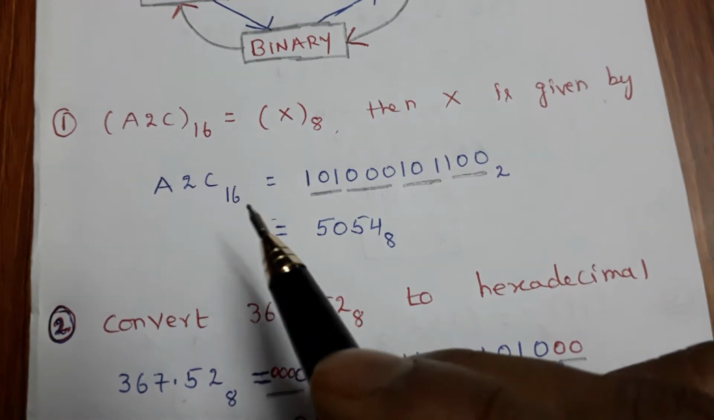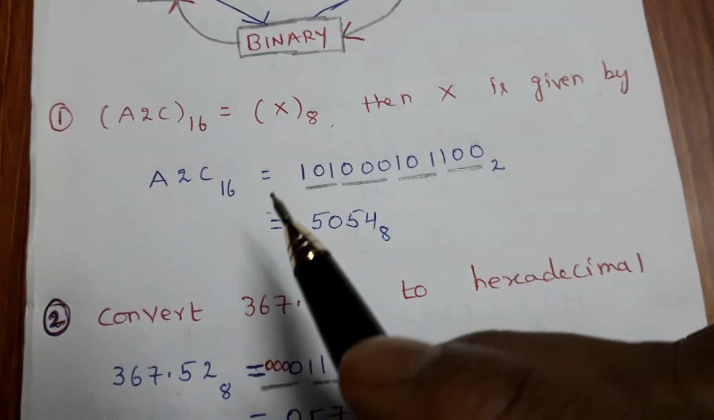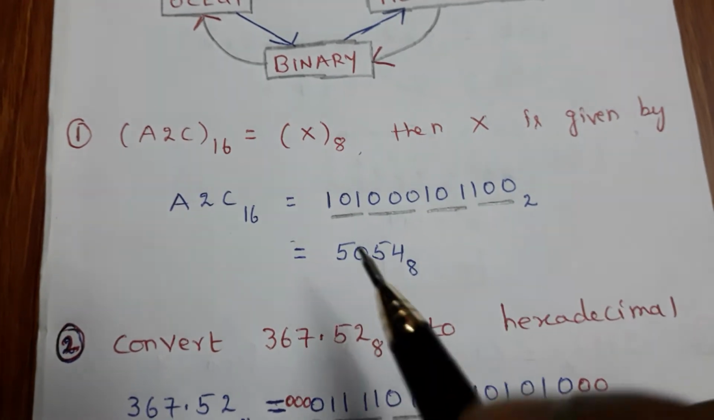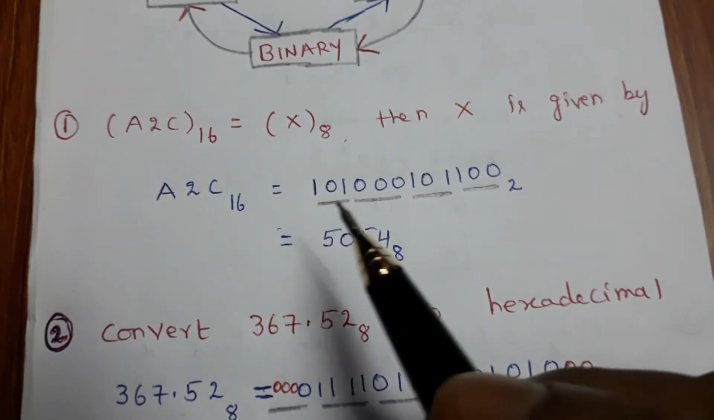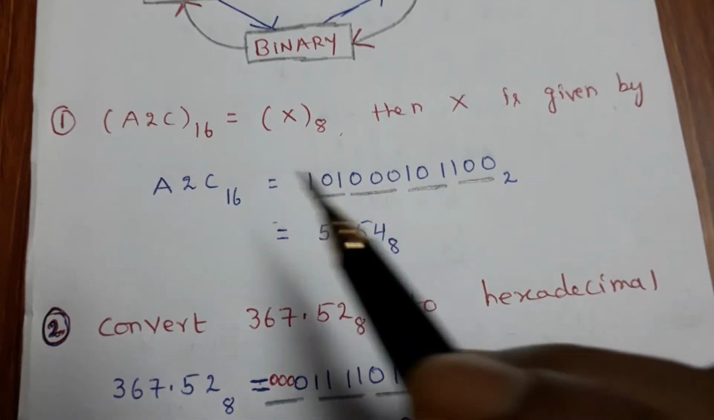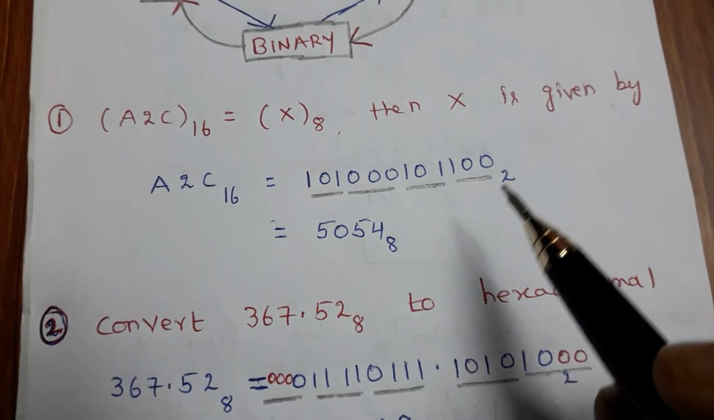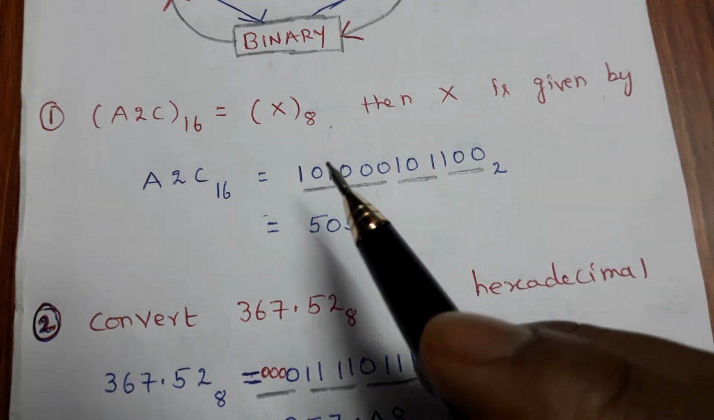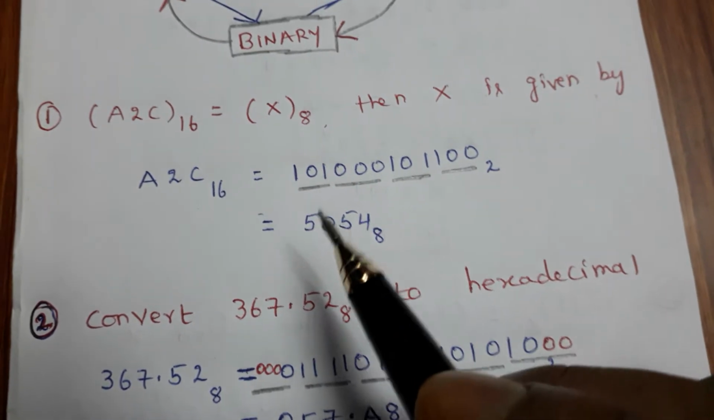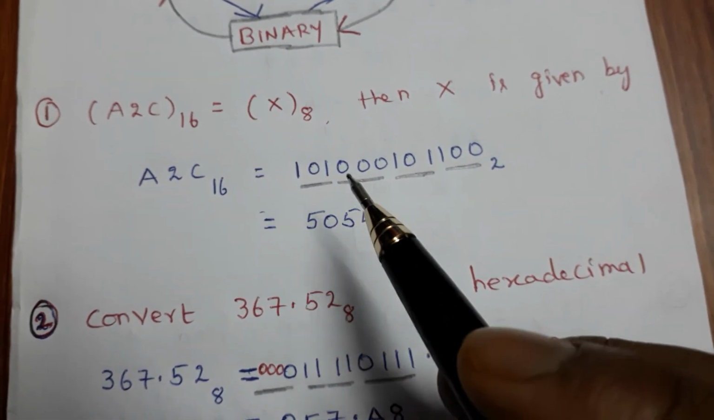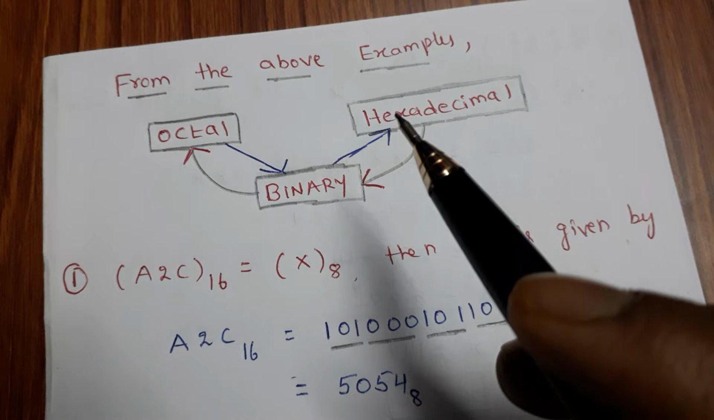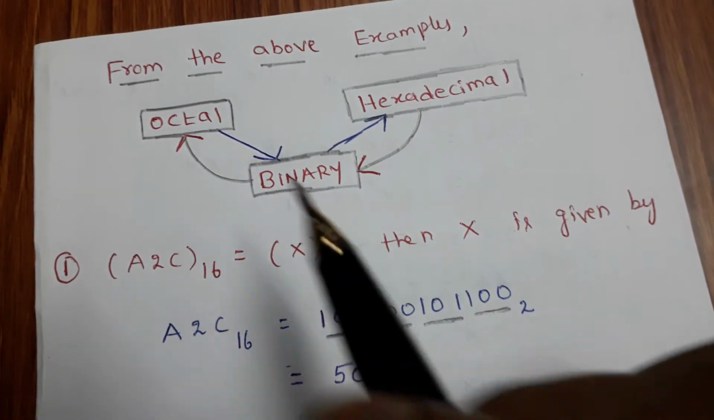Now this hexadecimal is converted as binary. Okay, now if you observe, A which is equal to 10, 1010 I have written, then 2, 0010, then C which is equal to 12, 1100. This is in binary. Now after that I am going to convert this binary into octal by grouping 3 bits, since one digit in octal is equal to 3 bits in binary: 101, 000, 101, 100. In this manner we can easily convert octal to hexadecimal with the help of binary. Similarly, hexadecimal to octal with the help of binary.